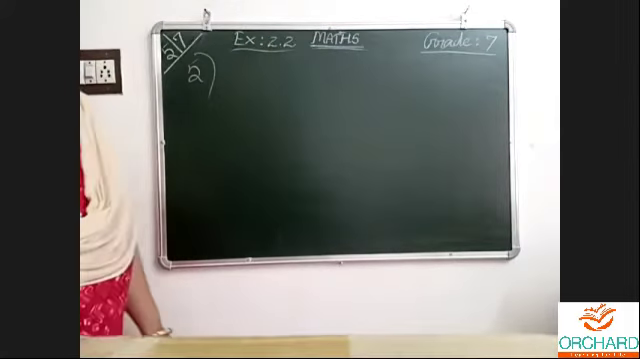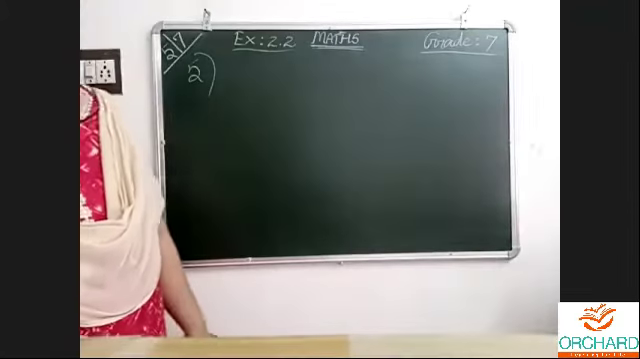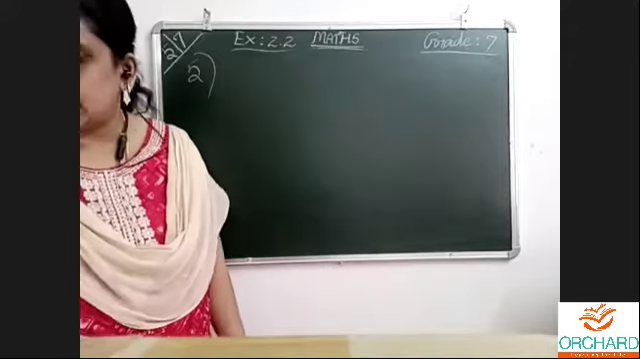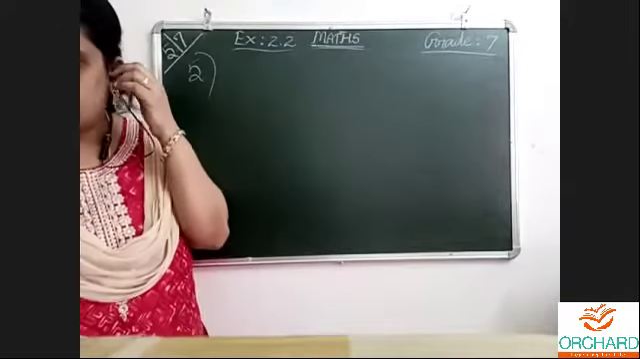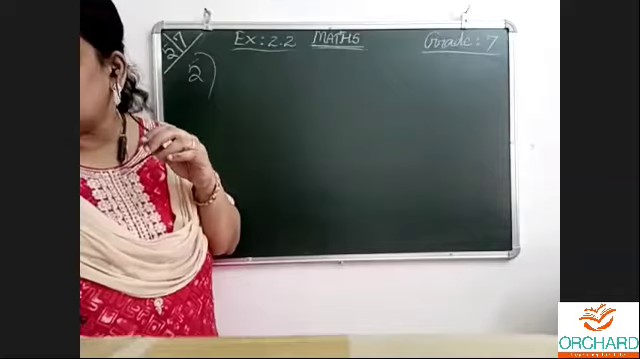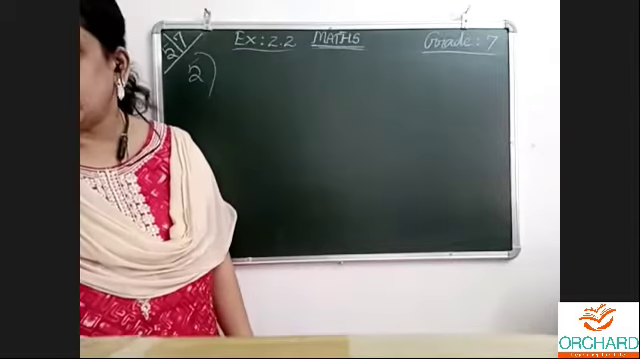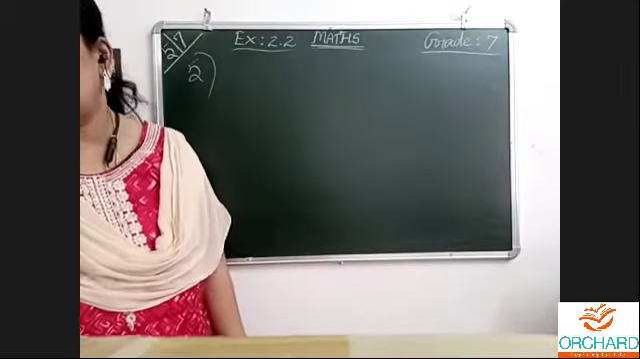Exercise 2.2, question number 5, word problem. I'm reading from page number 29. If you have the textbook, go through that. Each serving of the sorbet is 3 by 10 of a liter. How many liters will 2.5 servings be?